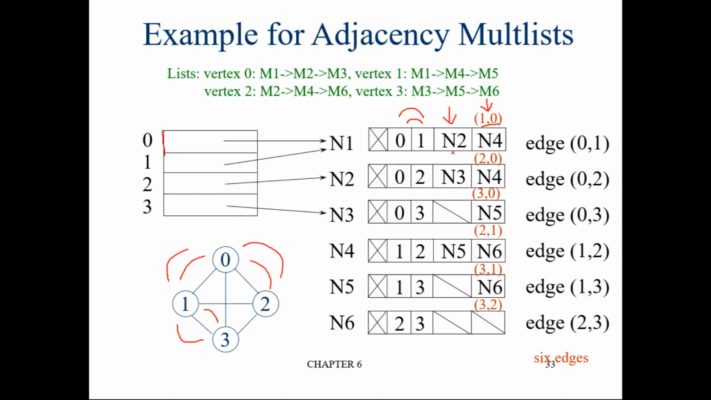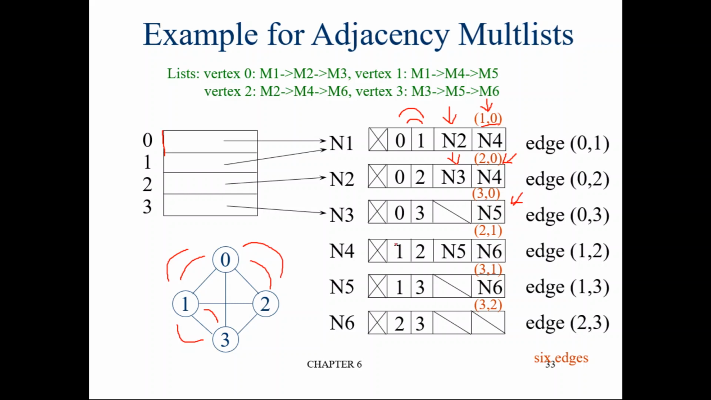Similarly, when you say 0 to 2, you have to refer to this pointer N3. When you say 2 to 0, you have to refer to this pointer N4. That we will see how it works. When you say 0 to 3, you have to refer to this pointer, which is null. When you say 3 to 0, you have to refer to this pointer.